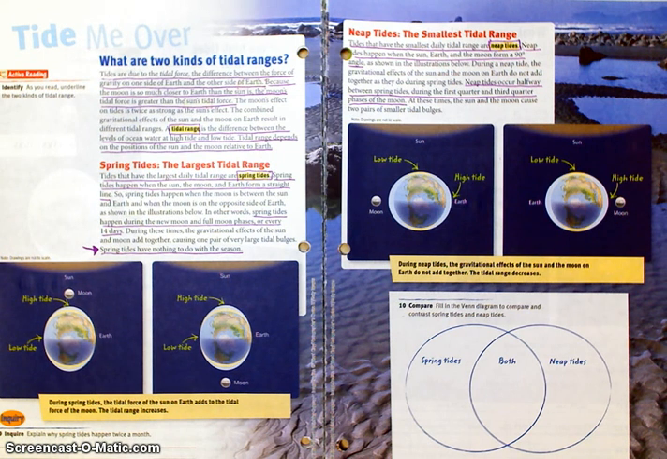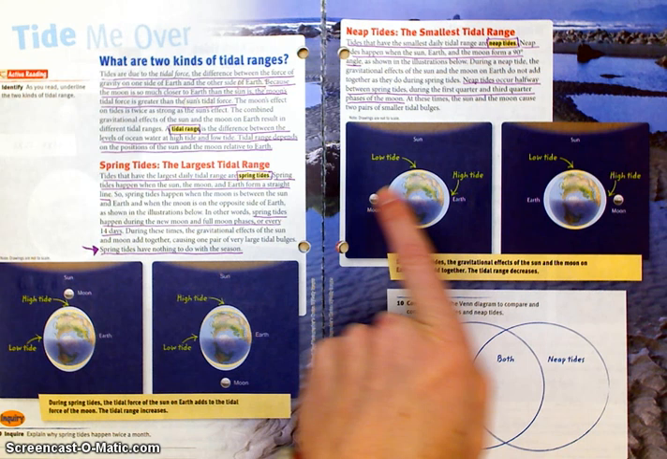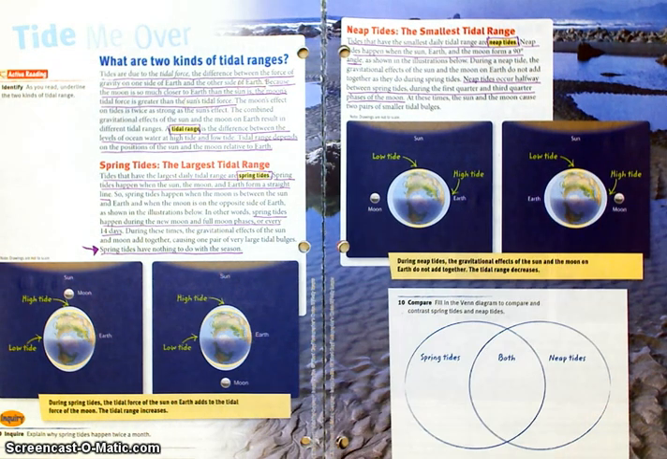On page 253, neap tides, the smallest tidal range. Tides that have the smallest daily tidal range are neap tides. Neap tides happen when the sun, Earth, and the moon form a 90-degree angle. So neap tides occur halfway between spring tides. Neap tides occur during the first quarter and third quarter phases of the moon. And if you'll notice in the illustrations, sun, Earth, and moon form a 90-degree angle. Sun, Earth, Moon, 90-degree angle.